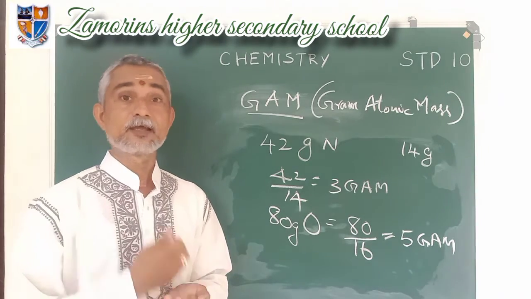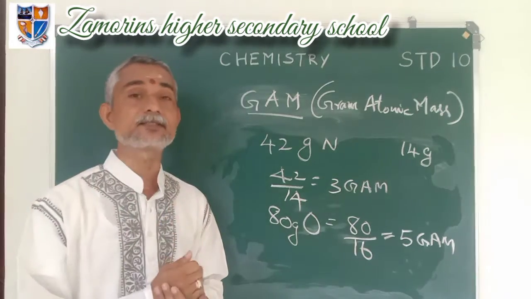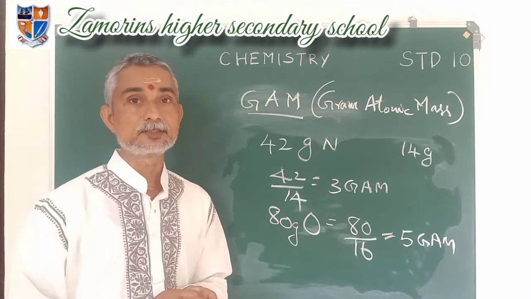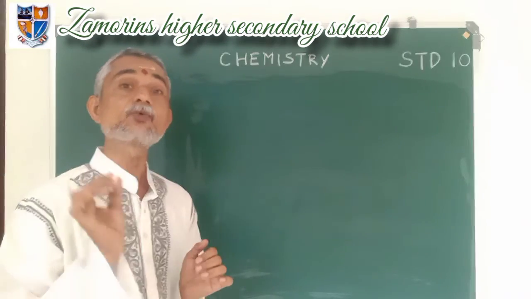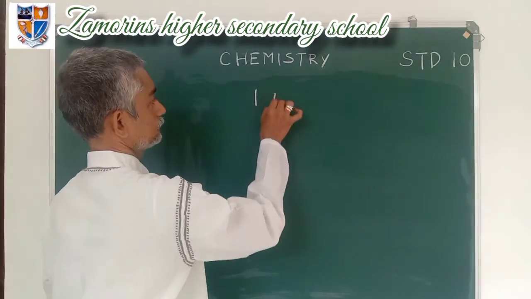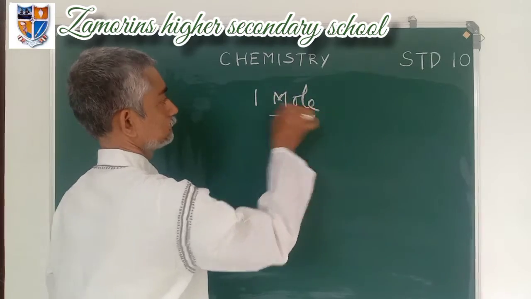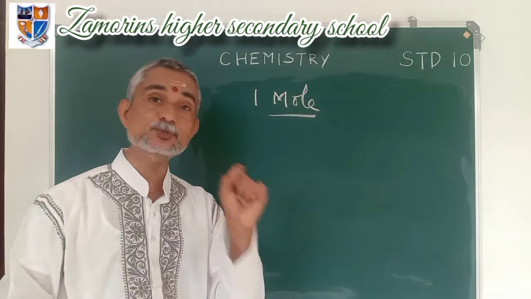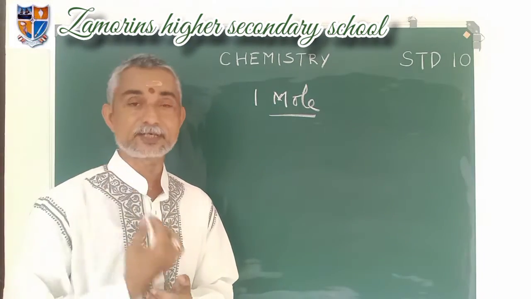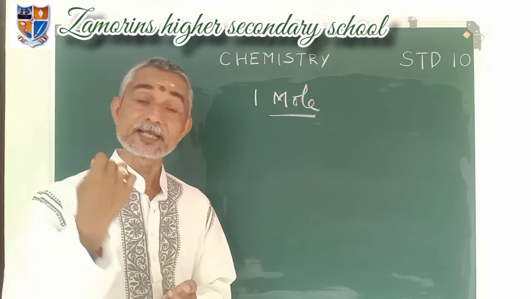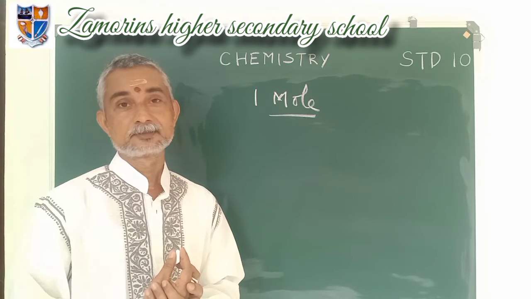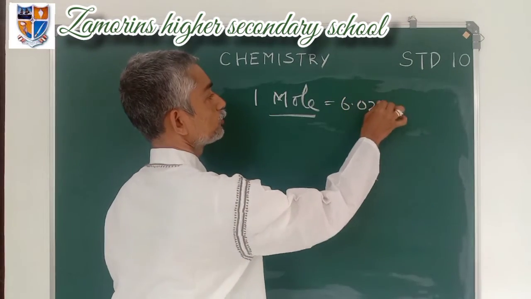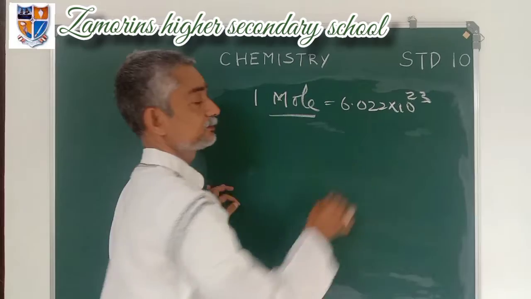Okay. Now we can move to another term, mole. See, what is one mole? Mole is a unit which is used to express the weight of an atom, the number. So here 1 mole is equal to 6.022 into 10 to the power of 23 atoms.